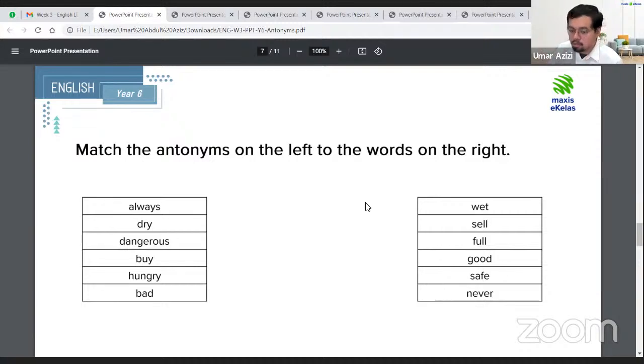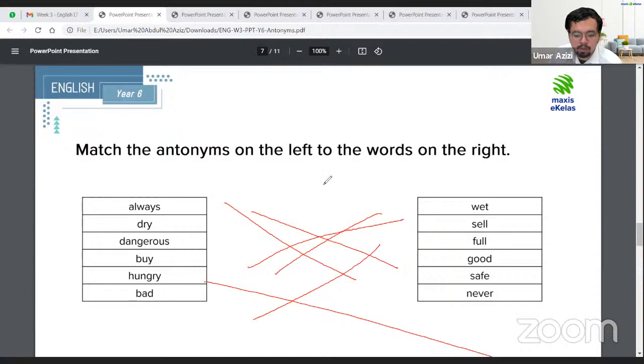So this one, we're going to ask you to match antonyms together. From the left box, we have always, dry, dangerous, buy, hungry, bad. And on the right, we have wet, sell, full, good, safe, and never. What we want you to do right now is just draw lines between each one.